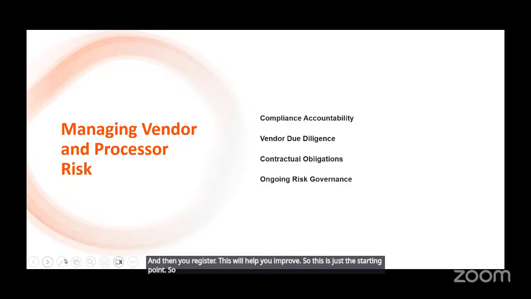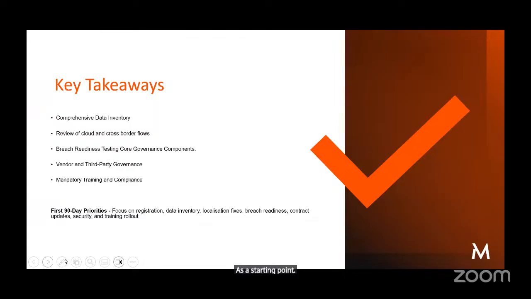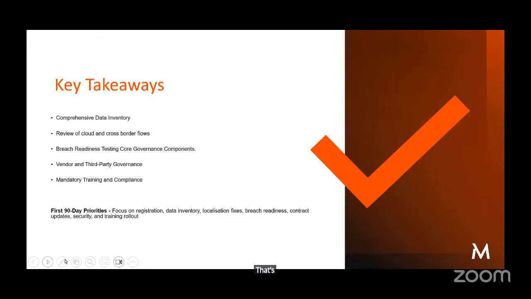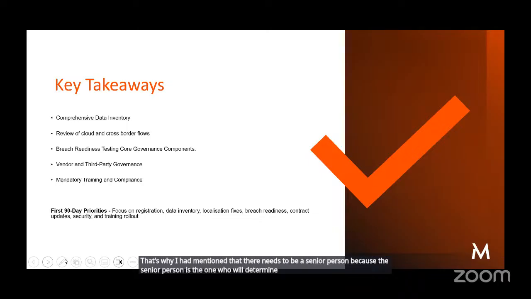So just in conclusion, the key takeaways that I want you to take from what I've said in relation to data protection. As a starting point, understand what personal data you are using in your business. You need to understand it. Review your third-party agreements. You may need to amend them. You need to be ready for breaches. How do you report? And remember that not every breach is notifiable. That's why I had mentioned that there needs to be a senior person, because the senior person is the one who will determine whether or not to notify the commissioner.